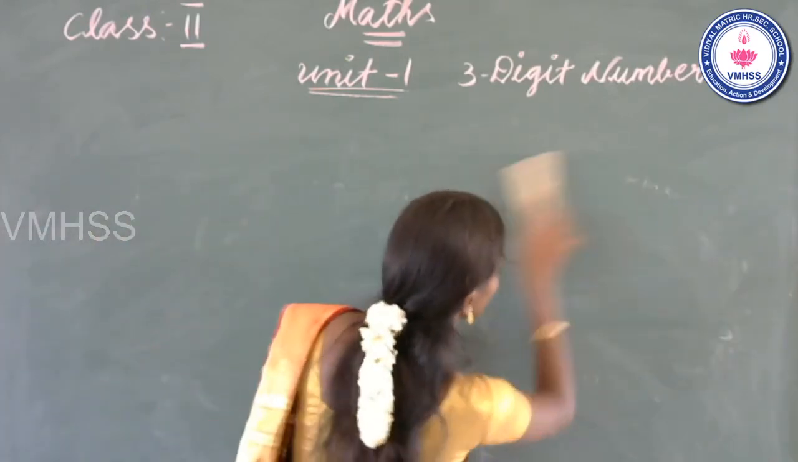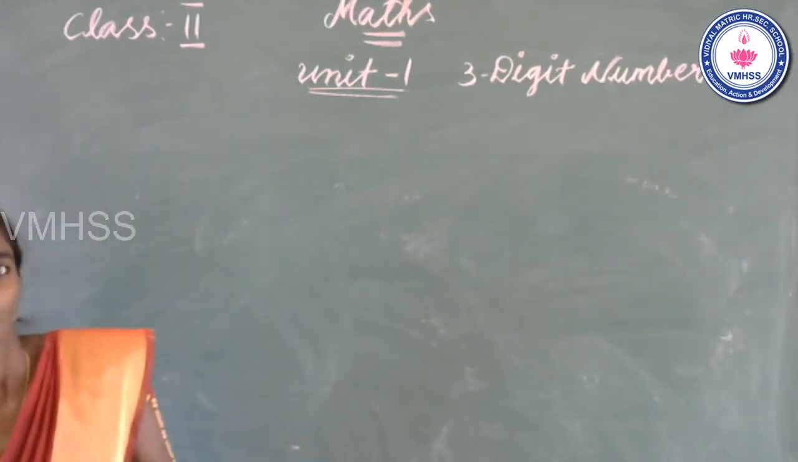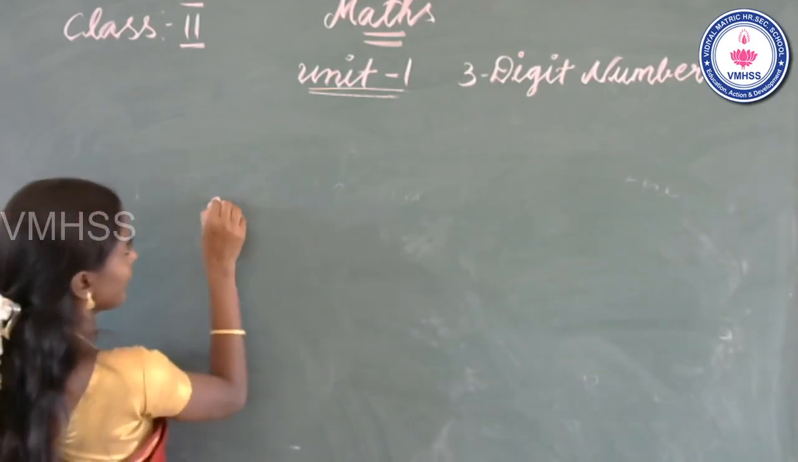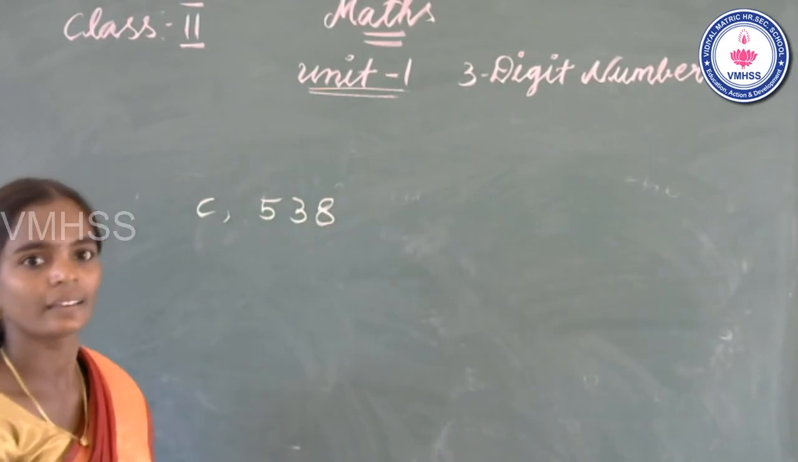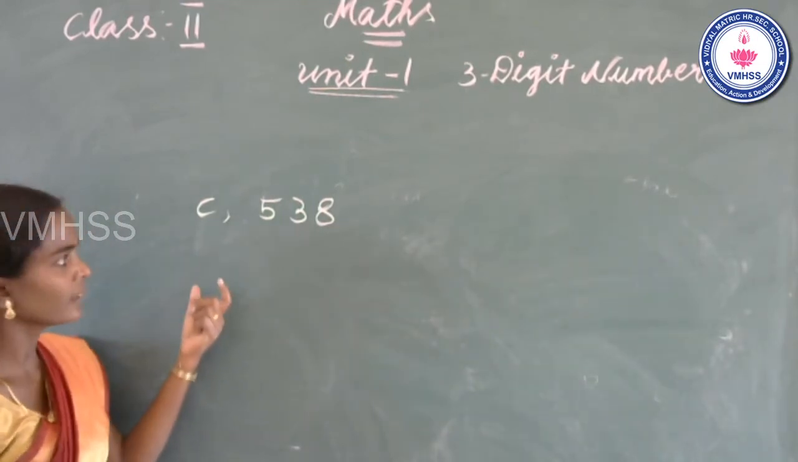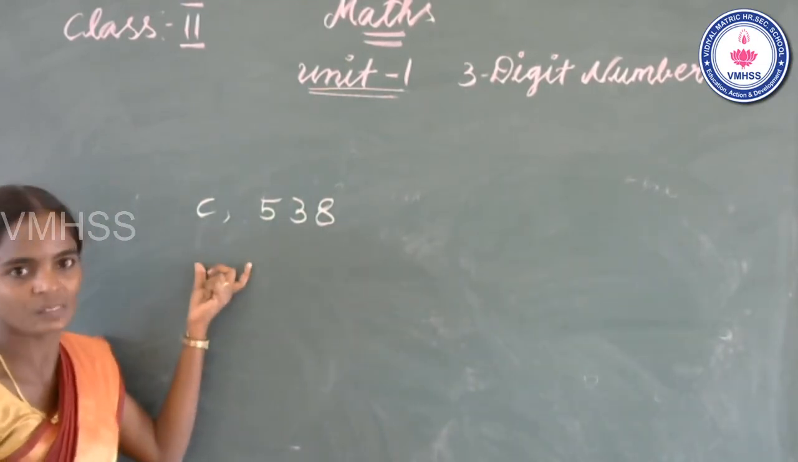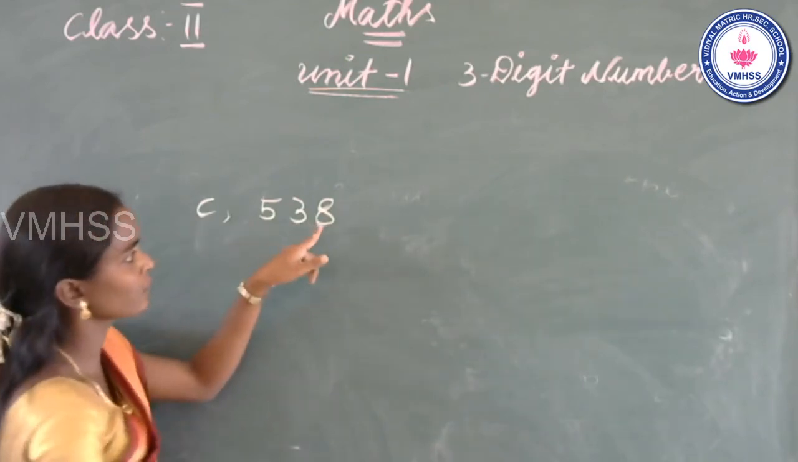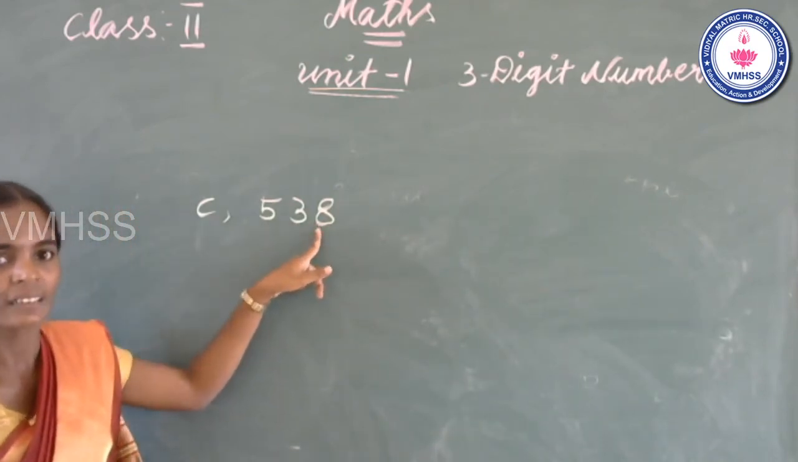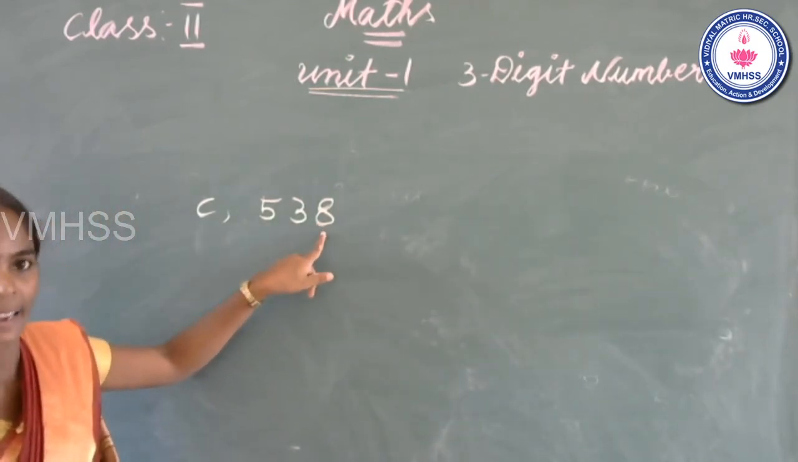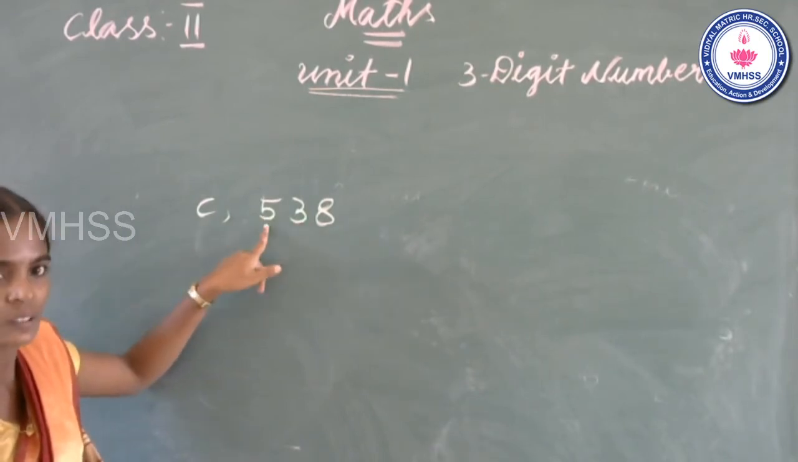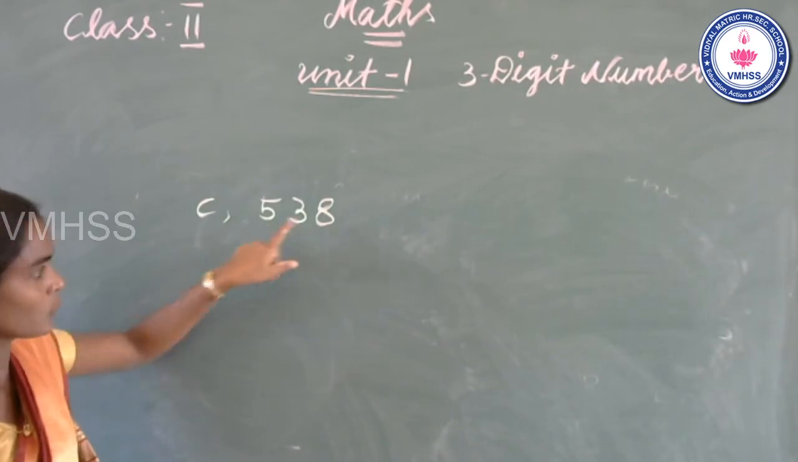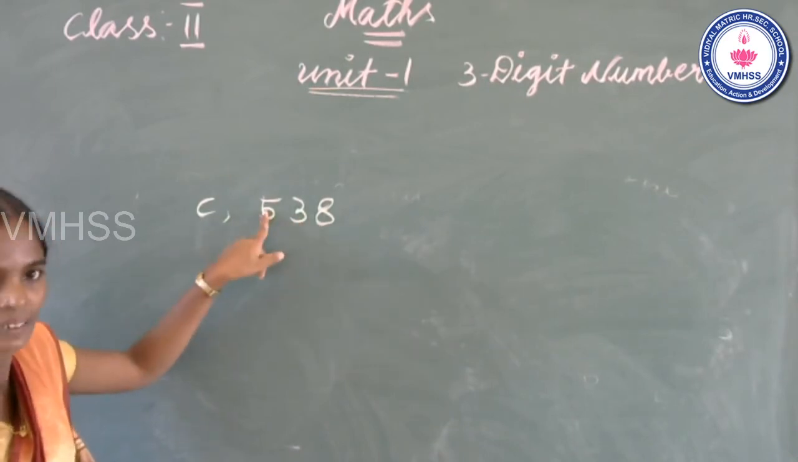Children, number 538. Listen. First find out the place values. What is the first place? From the right, the first place is number 8. Next place 3, next place number 5. So, ones place, tens place, hundreds place.